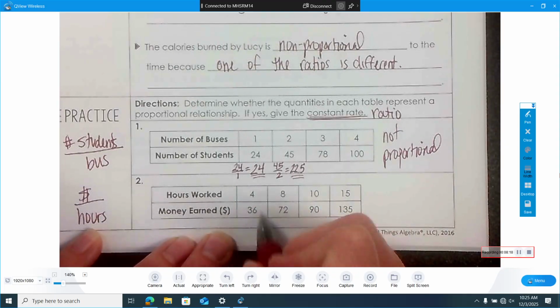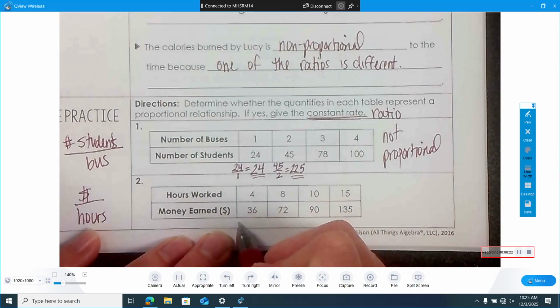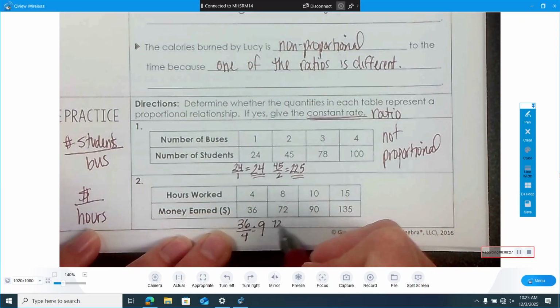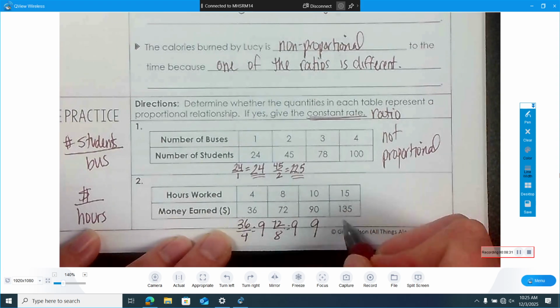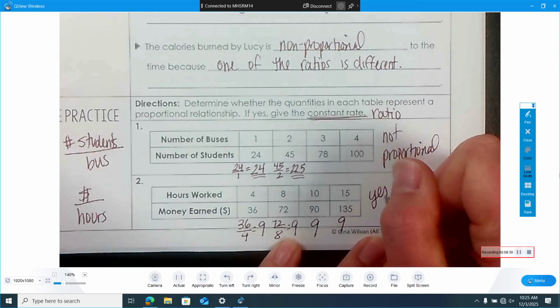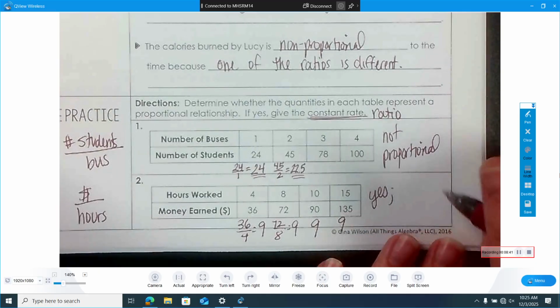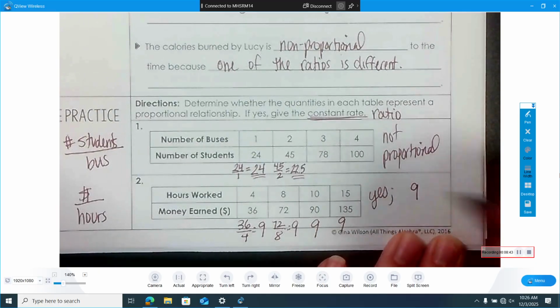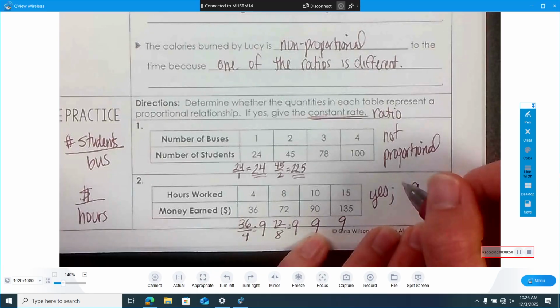All right. So I'm going to set up my ratio at number 2, which would be money on top. So 36 divided by 4 is 9, and 72 divided by 8 is 9, and 90 divided by 10 is 9, and 135 is also 9. So is it proportional? Yes, it's proportional. What is our ratio? 9. What are the units on that? $9 per hour.